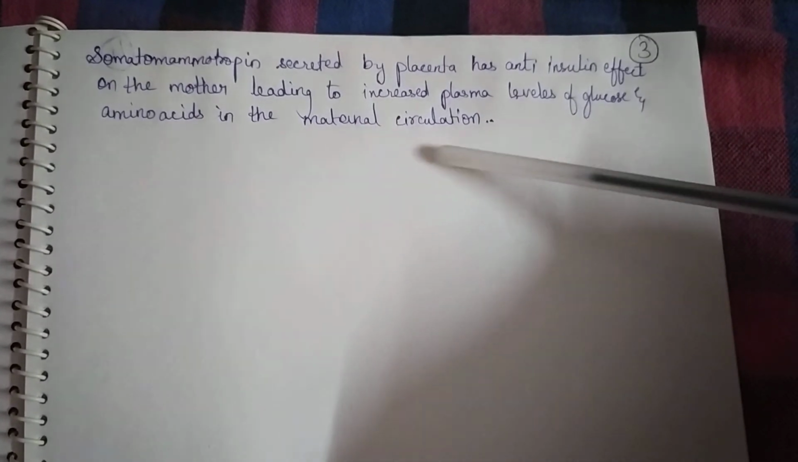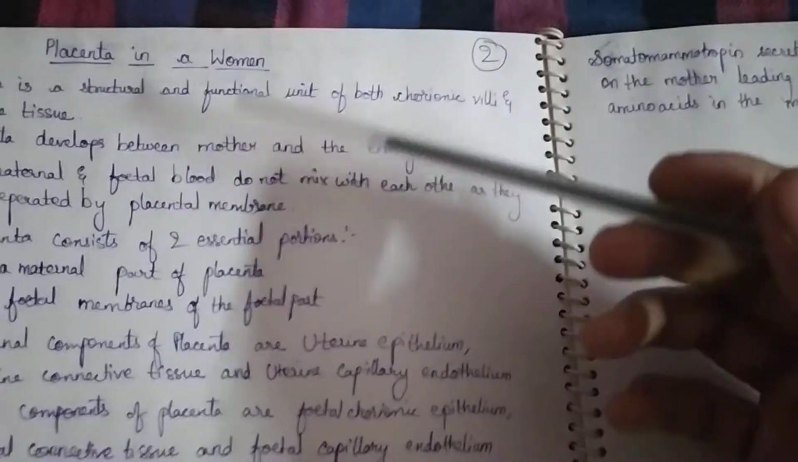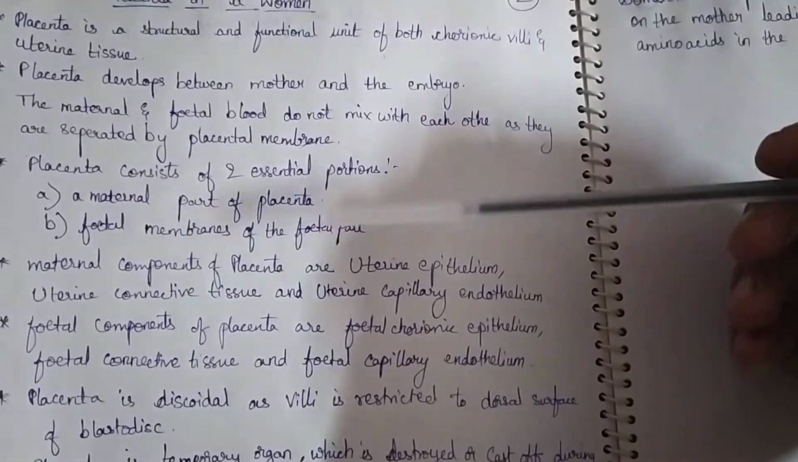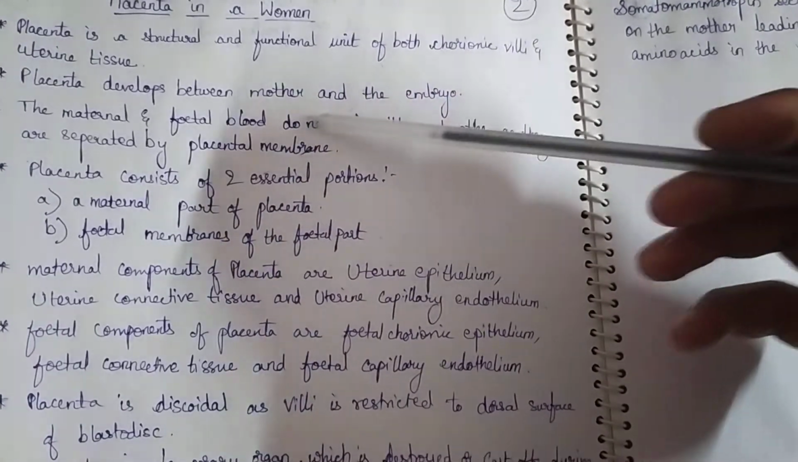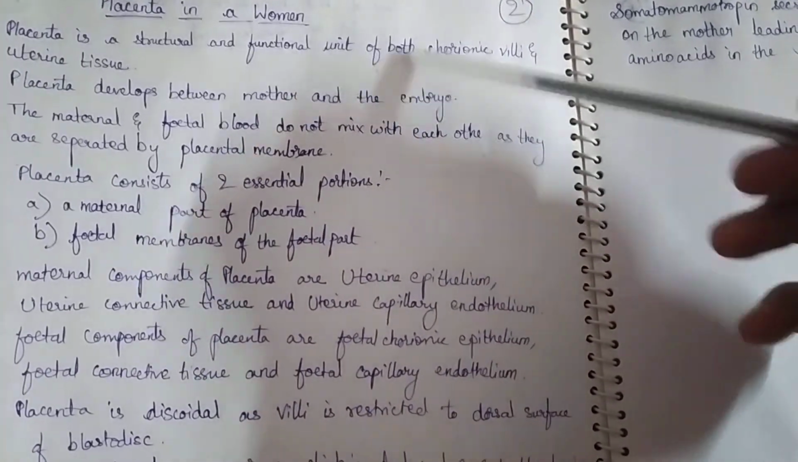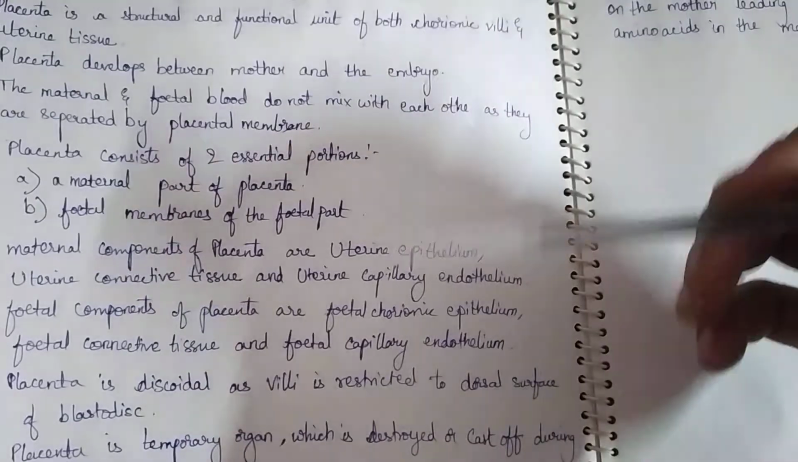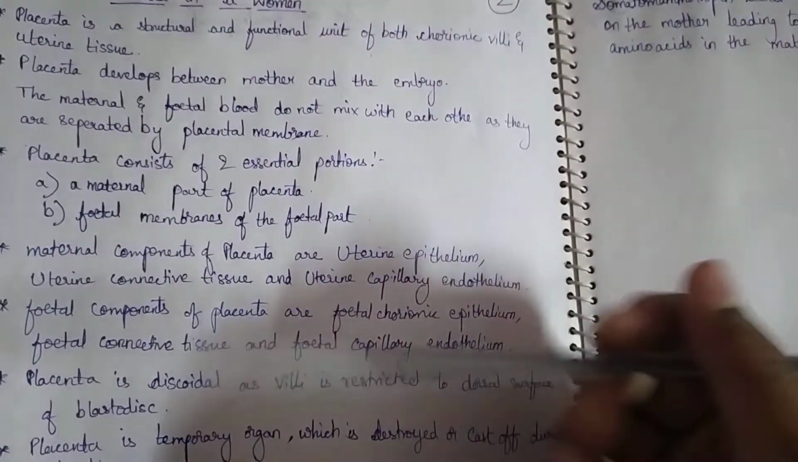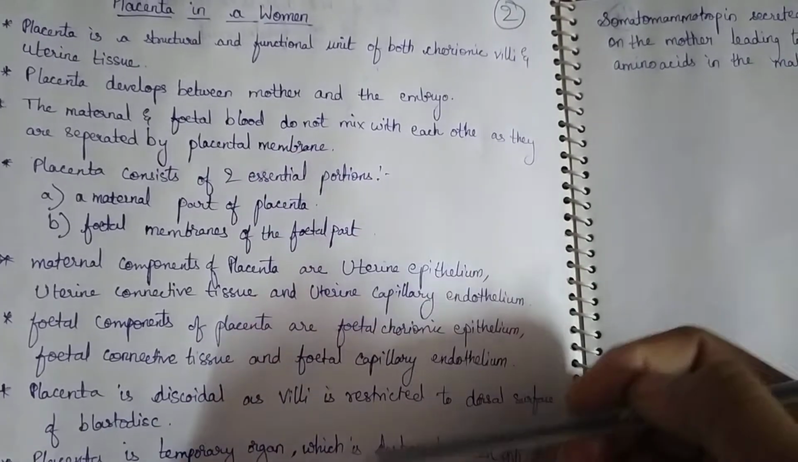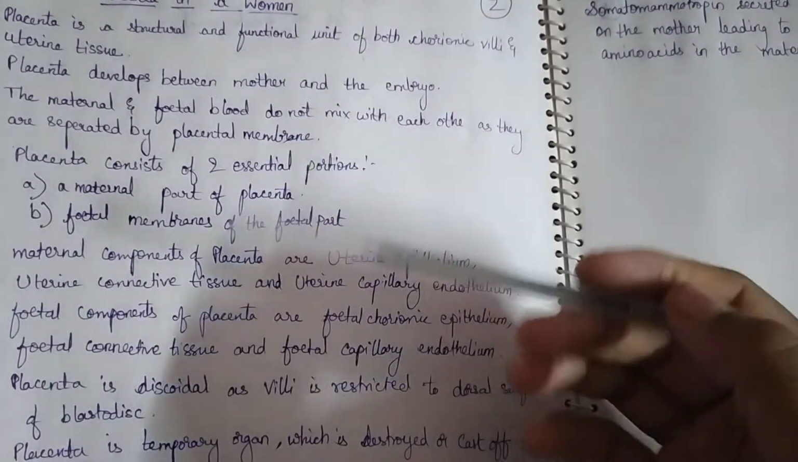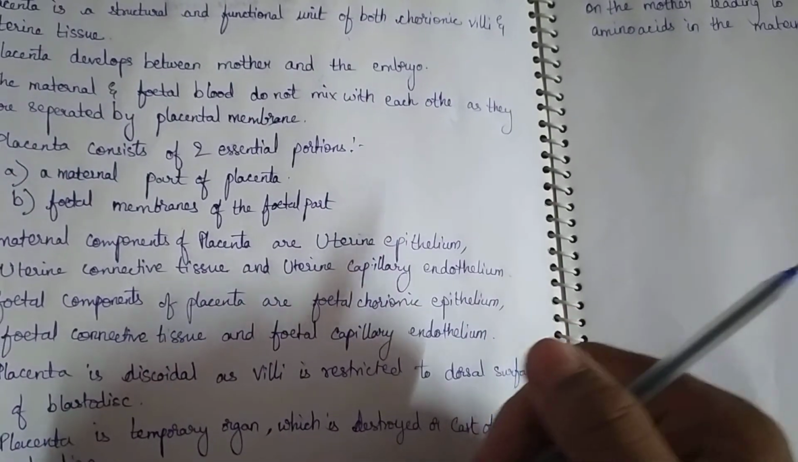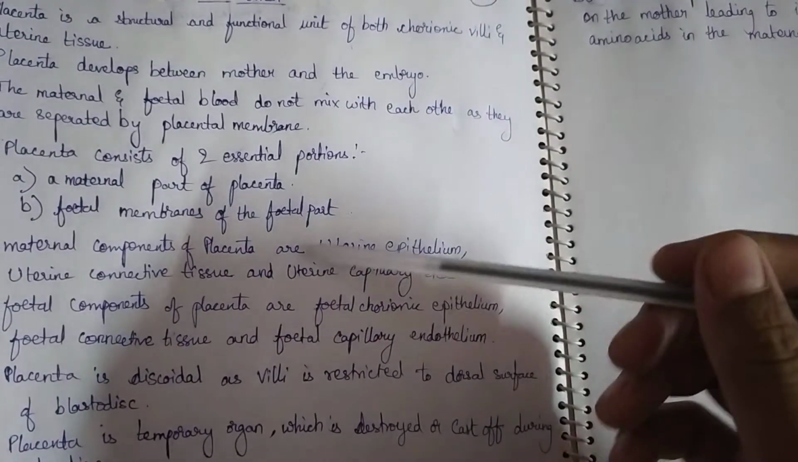Okay. Now, how to write this placenta answer? From all these points, you need to write only 8 points for 4 marks. This is a compulsory 4 marks question, and they may even ask only about the hormones secreted by the placenta, or about the structure of a placenta, what the essential portions of the placenta are, and what the functions of placenta are. If you write, you will be getting 4 marks.